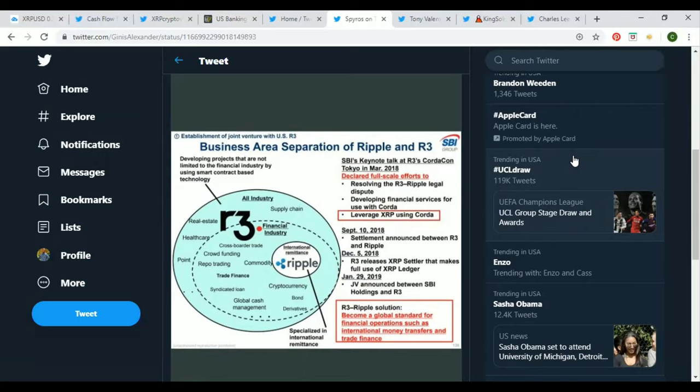Got real estate, healthcare, supply chain, and then the inner bubble, the financial industry, the real money: cross-border trade, crowdfunding, repo trading, trade finance, commodity, cryptocurrency, bond, derivatives, syndicated loans, global cash management. So that shows you what's all involved in R3. So a lot of money is about to be moved in the future, especially if Ripple's in the circle, and in the circle of international remittance is Ripple. So specialized in international remittance is, do you see that arrow there? So it's exciting to see that.